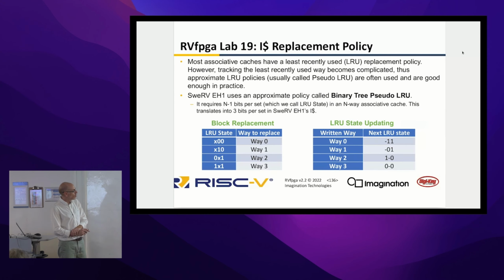And we also explain the replacement policy used in the processor. It is a binary tree pseudo LRU. It's not a real LRU, but an approximation to it. It uses 3 bits per set, and this is the way they are updated. And well, when a block replacement happens, this is the way to replace, depending on the state of the LRU. And when a hit takes place, this is the updating of the LRU state. Okay? Well, all this is explained in detail, and an example is included.